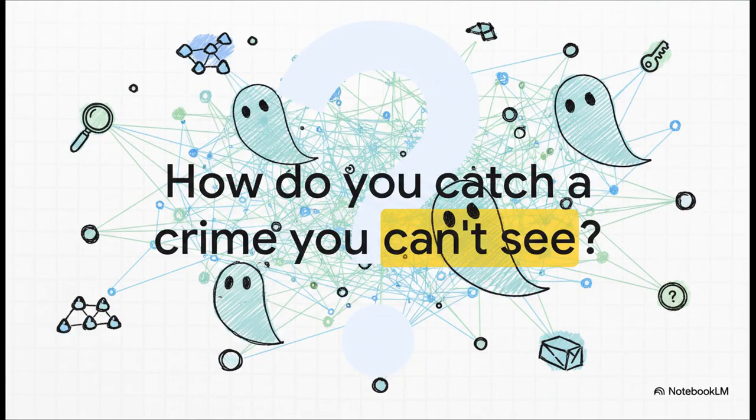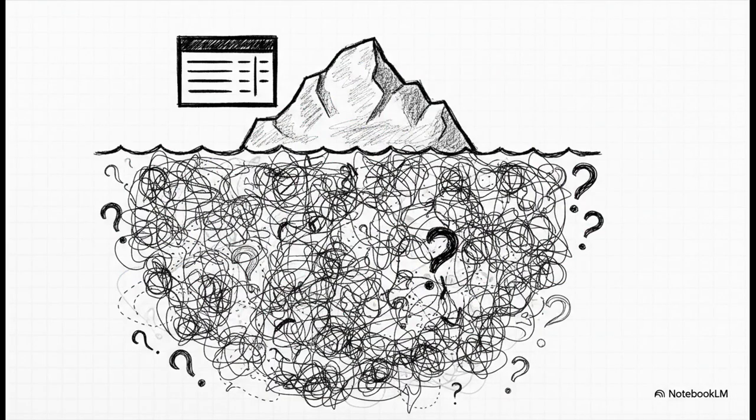And that, right there, is the central problem for fraud investigators. They're not looking for some smoking gun. They're hunting for a ghost in the machine. It's a pattern hidden across millions of transactions that on the surface look completely normal. So where does an investigation even begin?